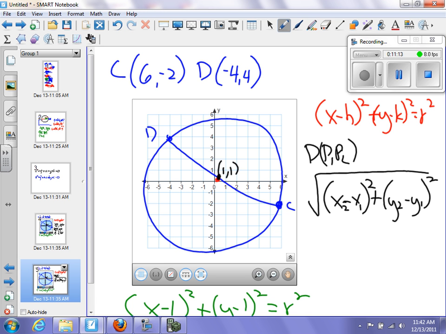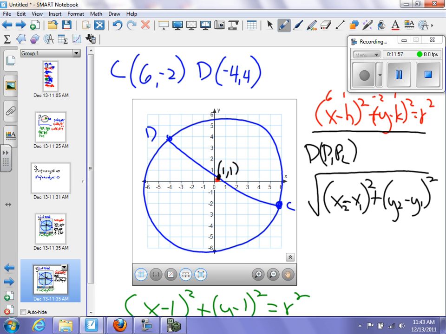So Amori says, why don't I just pick one of these points, 6 and negative 2, or negative 4 and 4, and plug it into the formula right here? Because I know my h is 1 and my k is 1. So why don't I just pick 6 and negative 2, 6 over here and negative 2 over here, and then solve for r? But that's exactly what we're doing here. I'll just show you.